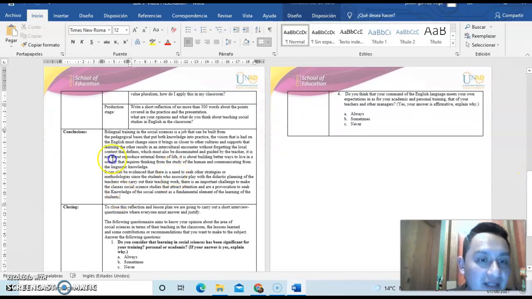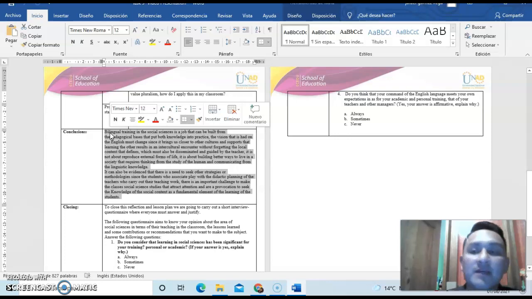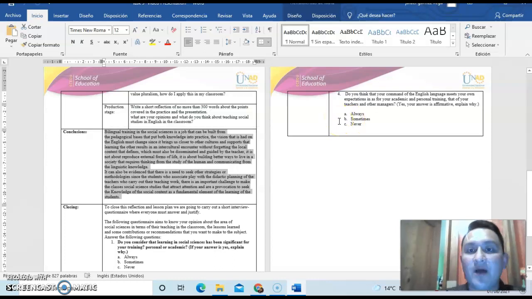In our conclusion, we will show that the bilingual training of social science is a pedagogical work, because we need to understand that it is not only about translating from one language to another, but about recognizing the intercultural training within the area. It is also about building better ways of living in a society that requires thinking from the study of the human and communicating through linguistic knowledge.